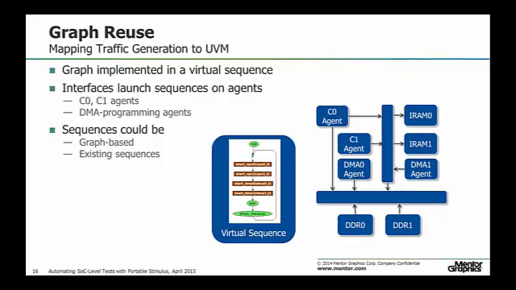we could, for example, use this graph to target a UVM environment. The graph would be implemented as a UVM virtual sequence, so it would appear as any normal UVM sequence. It would then launch lower level sequences on the different agents, so we have replaced the CPUs and DMAs with the UVM agents that drive the interfaces. These lower level sequences could be either graph-based or they could be reused. They could be existing UVM sequences created at the IP level and then just being called from this scenario graph.